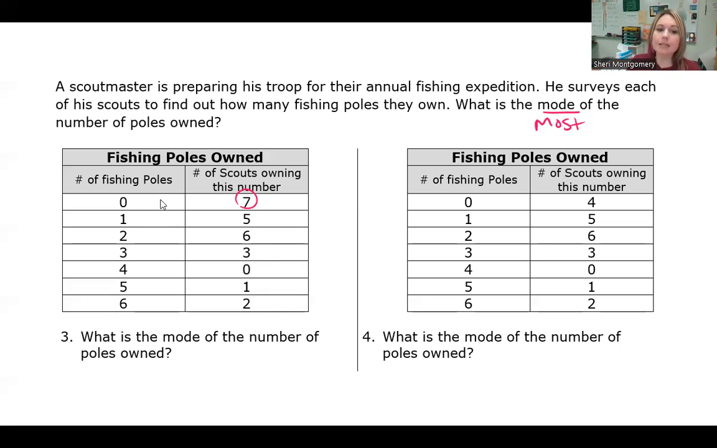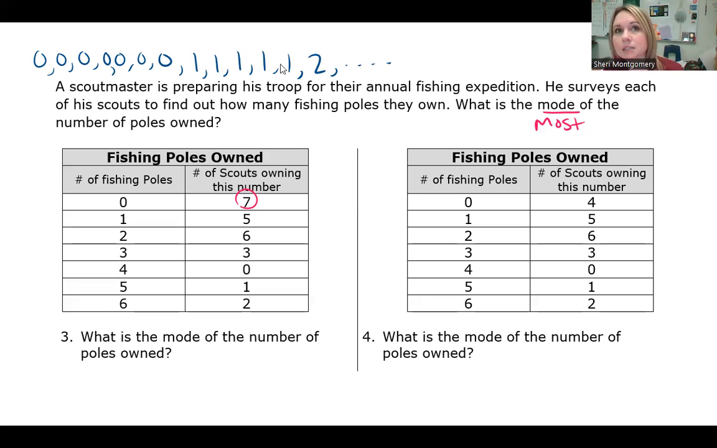So if you were to write this chart out, to give you an example, this chart says 7 of them have no poles. So I have 0, 0, 0, 0, 0, 0, 0. That's 7: 1, 2, 3, 4, 5, 6, 7. And then it says 5 of them have 1, 1, 1, 1, 1. And then I have 6 of them that have 2, and then I would keep going. So this is how the list goes.